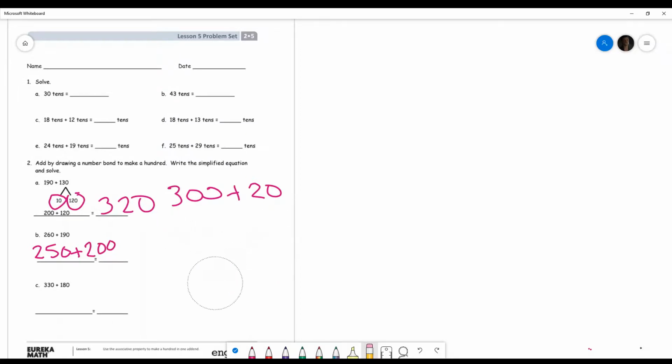And then you just add those numbers together. To make it easier, I would break out the hundreds and add them together, and then add your tens.